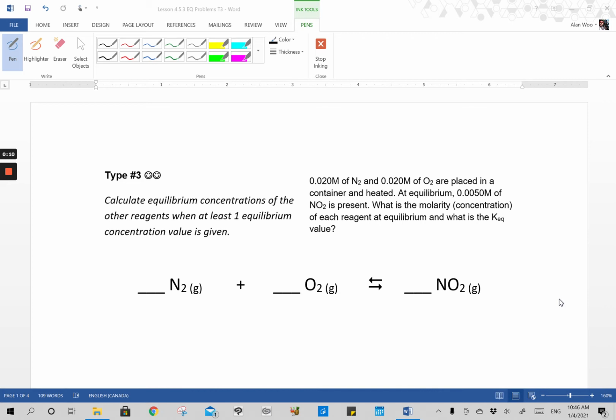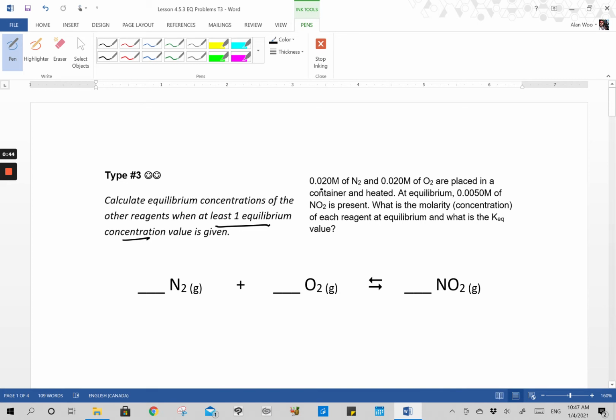So in a type 3, you are given at least one concentration that is at equilibrium. Okay. Now, there's another kind of situation here too. In this particular question, you're also given initial conditions. Okay, so if we look at the sample question, it reads 0.02 molarity of N2 and 0.02 molarity of O2 are placed in a container and heated.